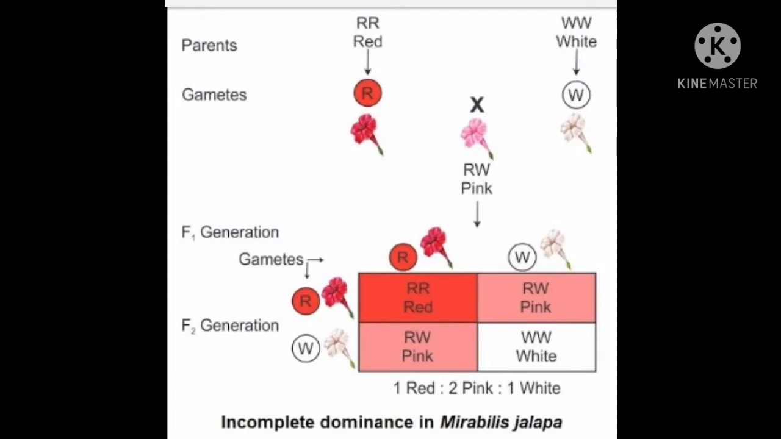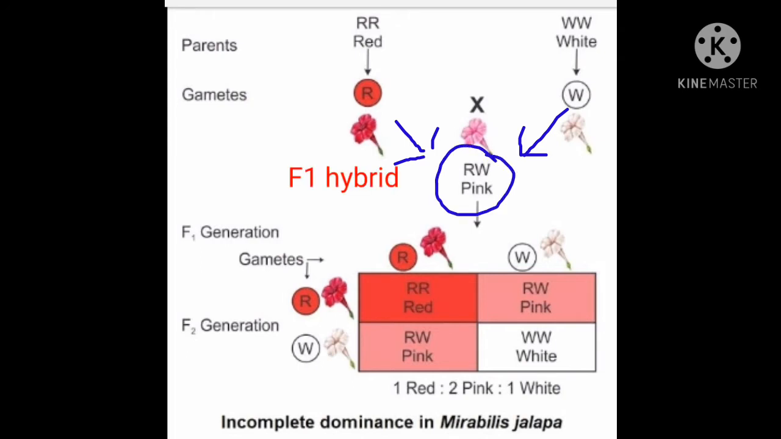Let's see the example of incomplete dominance. In the figure we have the 4 o'clock plant, Mirabilis jalapa. That is the name of the plant. There are two pure varieties, red with capital RR and white with capital WW. These are the parental flowers. When the red and white flowers are crossed, the F1 hybrids formed have pink color, with genotype RW.